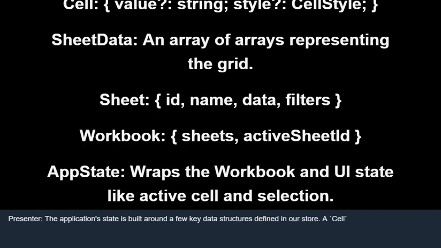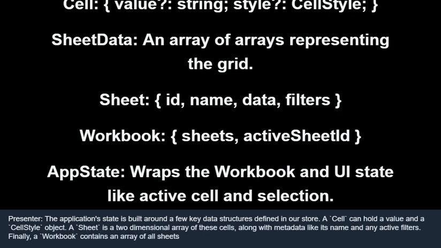The application state is built around a few key data structures defined in our store. A cell can hold a value and a cell style object. A sheet is a two-dimensional array of these cells, along with metadata like its name and any active filters. Finally, a workbook contains an array of all sheets and keeps track of which one is currently active. This structured approach is crucial for managing the complexity of a spreadsheet.